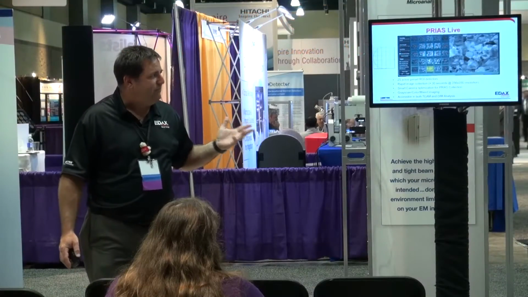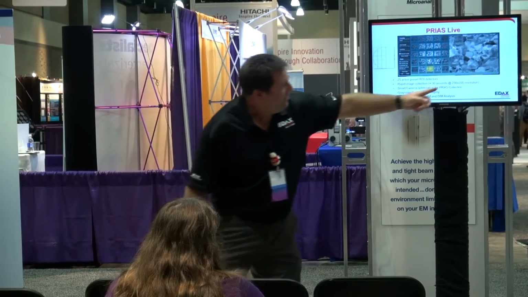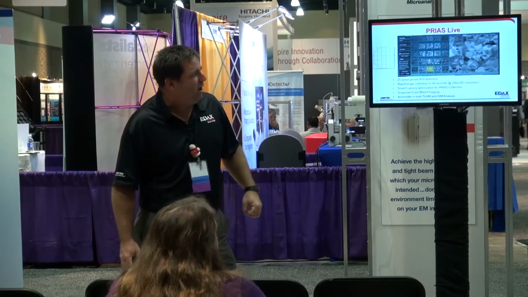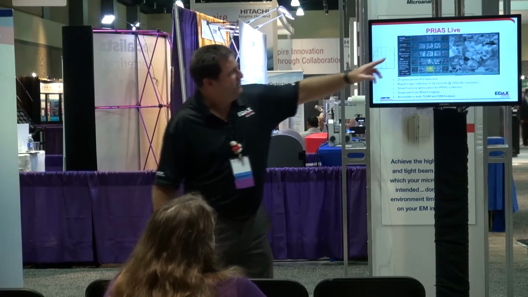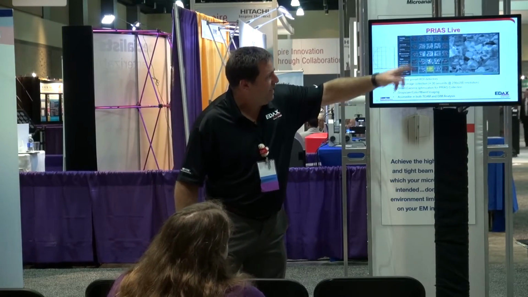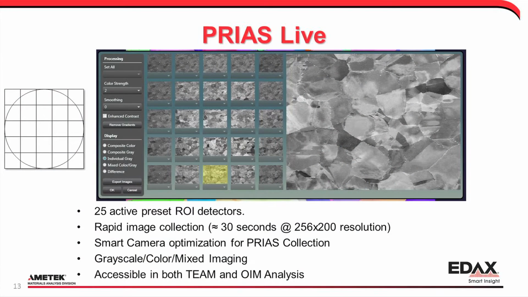So for PRIAS Live, this is just a little screenshot. You can see the deformation contrast that's available. You end up with this array where you're able to select images. You're doing weighted processing. You can do grayscale or color or mixed.